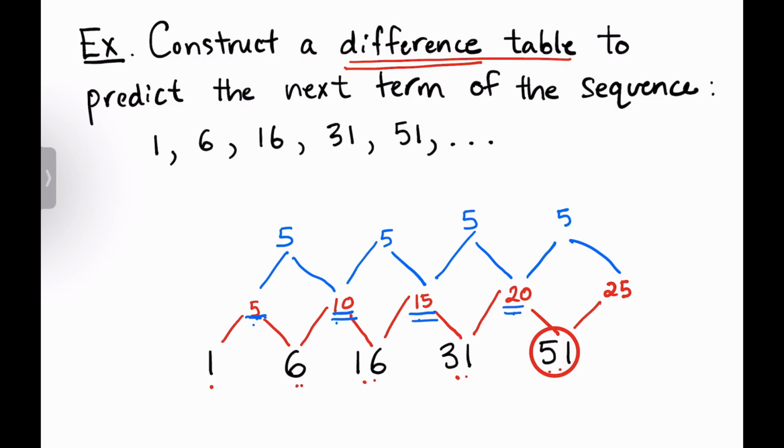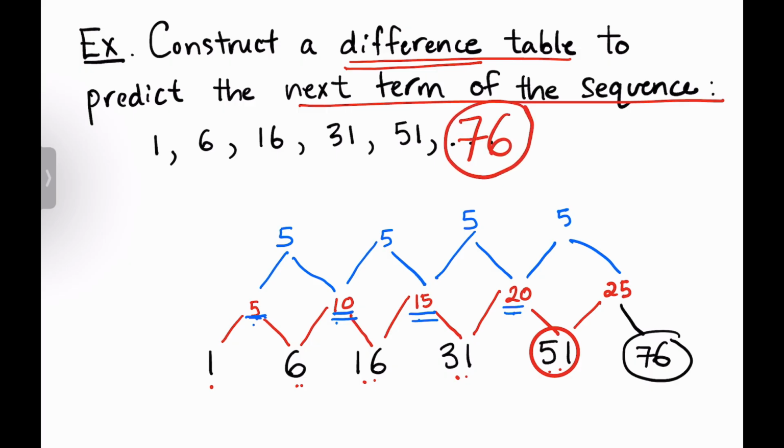So in this case, we have 51 plus 25 is 76. And so that was our missing number, and that's our final answer. The next term in the sequence is 76.